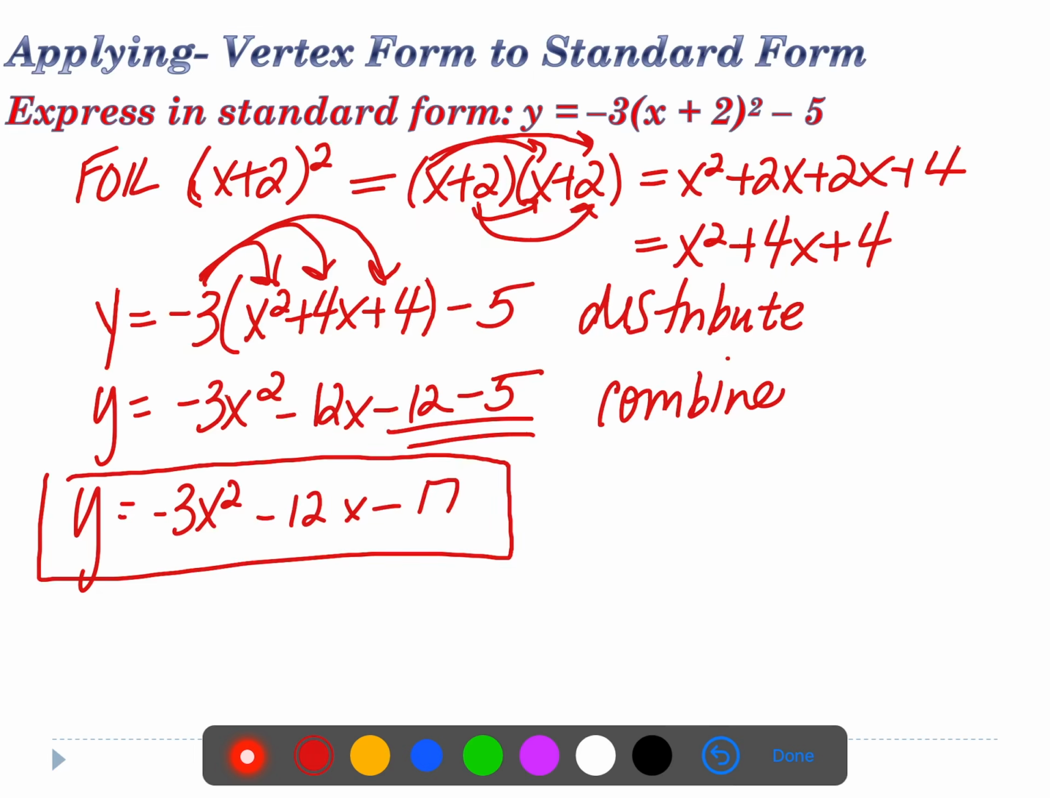All right, so that's everything here for vertex form, guys. It's really just applying things that we already know into this new equation. So just make sure that you have your notes complete. Write down any questions that you have.